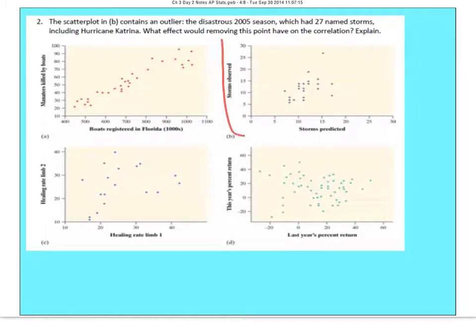In this part of the example, they say to look at scatter plot B, which is right here. And this is the number of storms predicted and the storms that were observed. In 2005, 27 named storms included Hurricane Katrina. What effect would this have on the correlation if we remove it? So I think if we look at this point right here, and if we remove that, what impact is that going to have on our correlation?